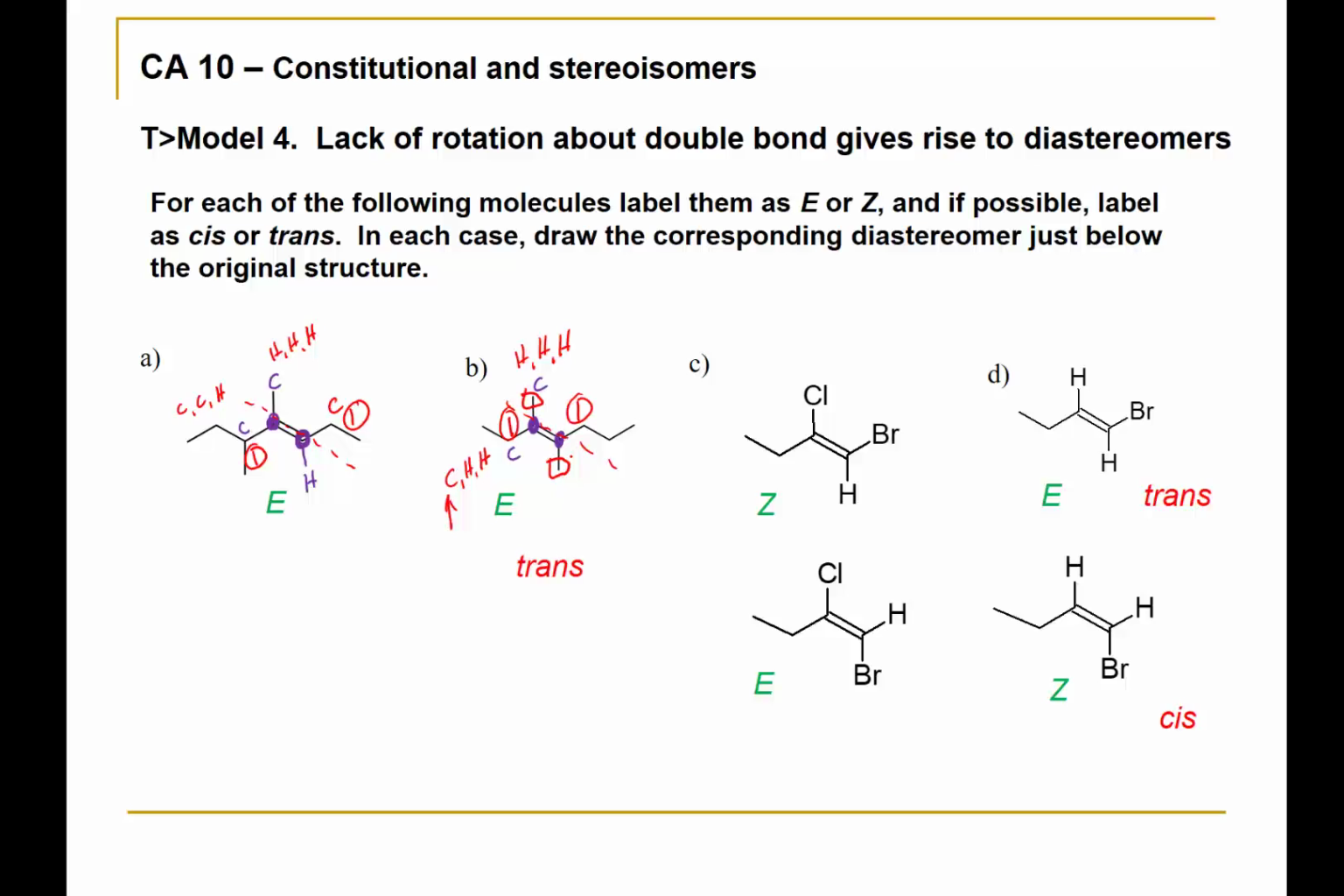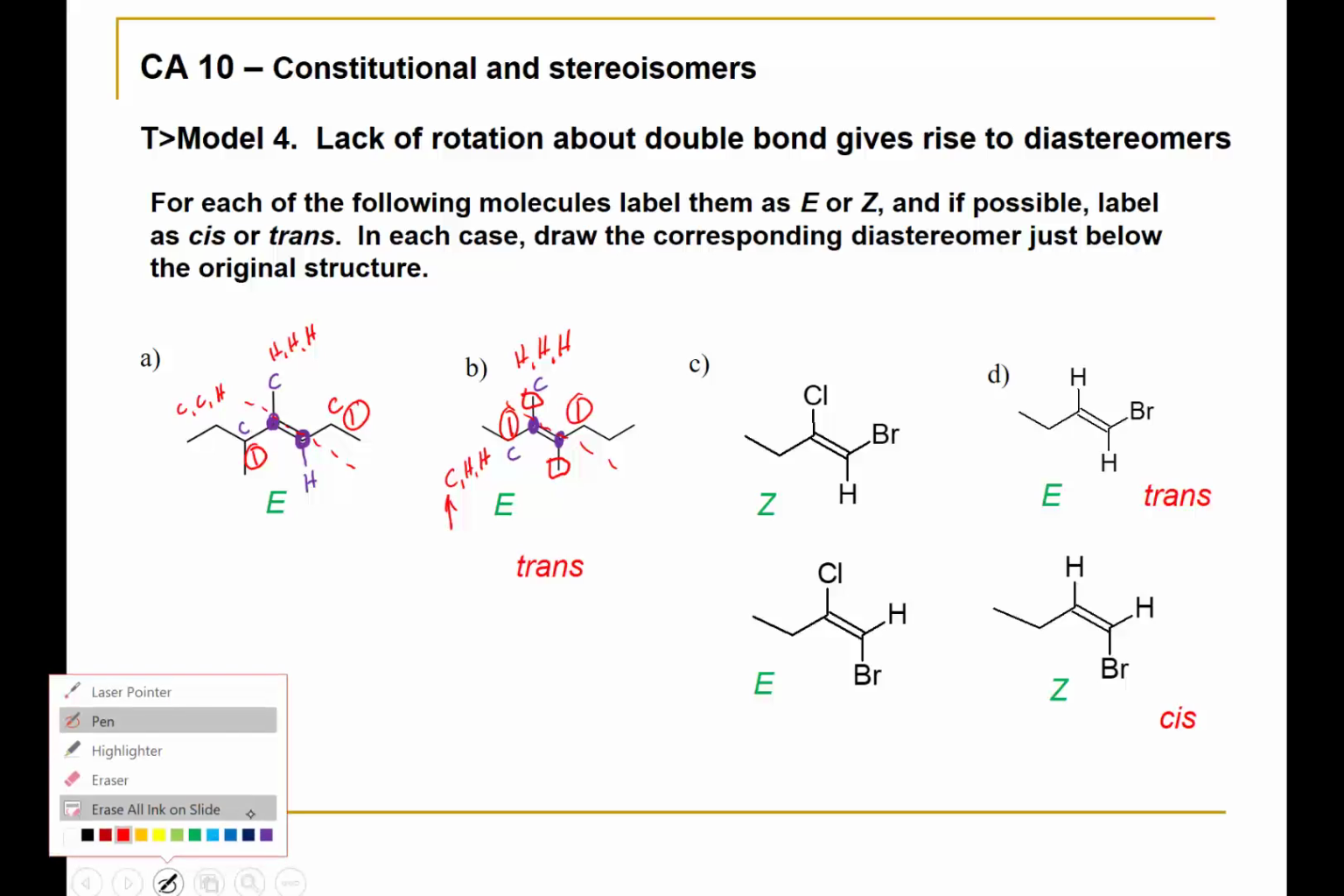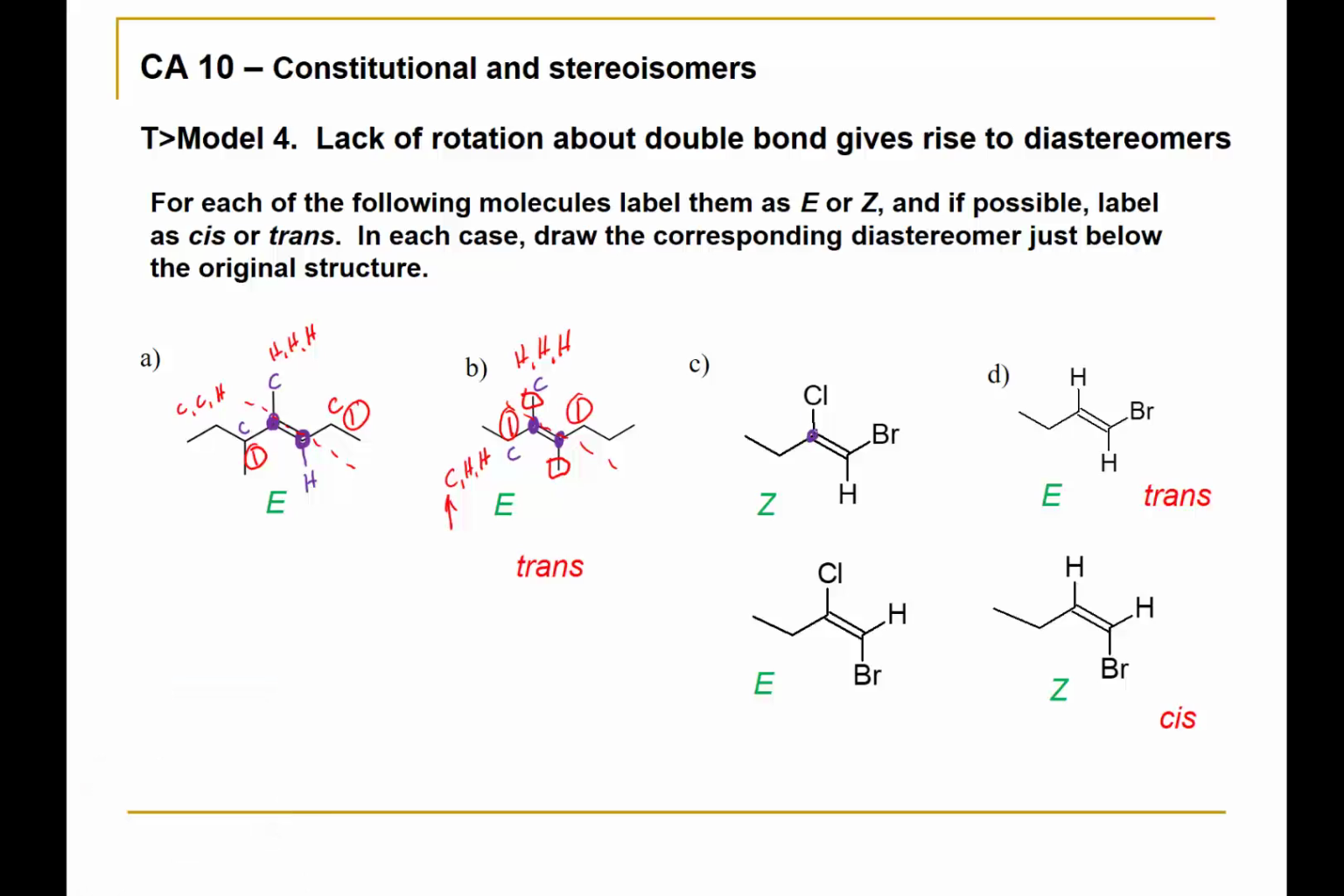In terms of the prioritization for C and E, I'm going to look at my first carbon here. And very quickly I can decide that 1 is going to be associated with the chlorine, because I'm comparing that chlorine to a carbon. Of course, chlorine has a high atomic number. Again, the bromo group will be 1 for the next carbon, because I'm comparing that bromo group to a hydrogen. So the higher priority groups are on the same side, so indeed a Z.